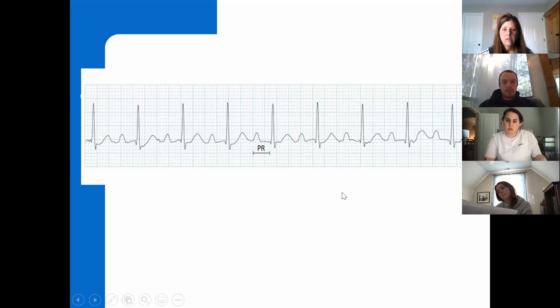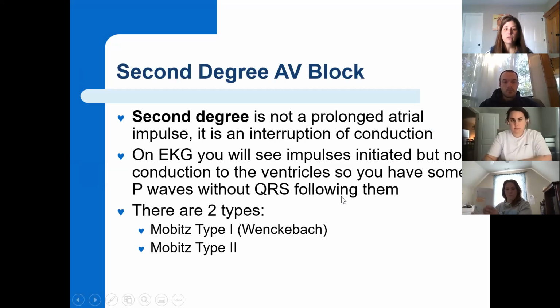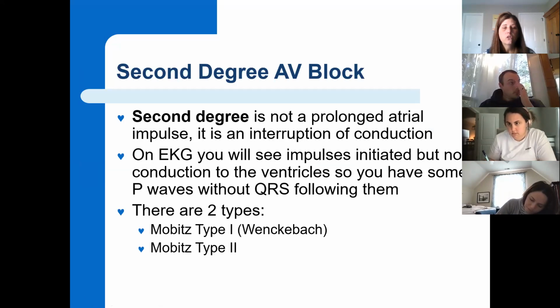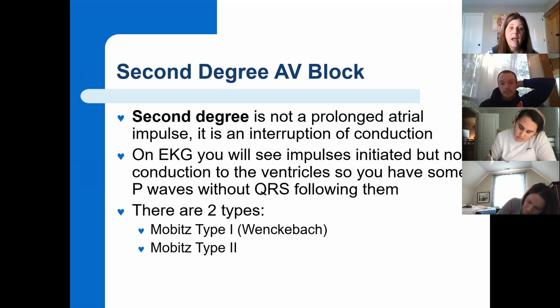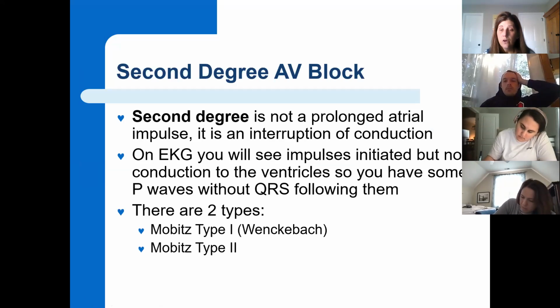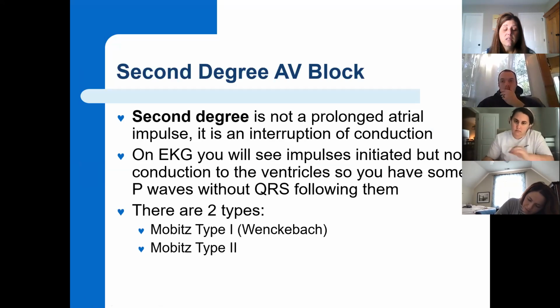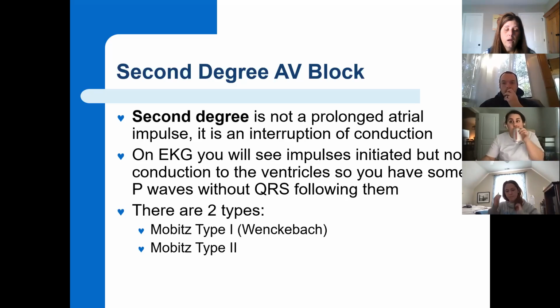Okay, now, second degree, I told you there are 2 different types. There is a type 1 and a type 2. You've got lots of information there on your slide. But basically, this is an interruption of conduction at or below the AV junction. So the AV sits at the bottom of our atria, remember? So this is an interruption of conduction at or below the AV junction. We're going to talk about these individually.